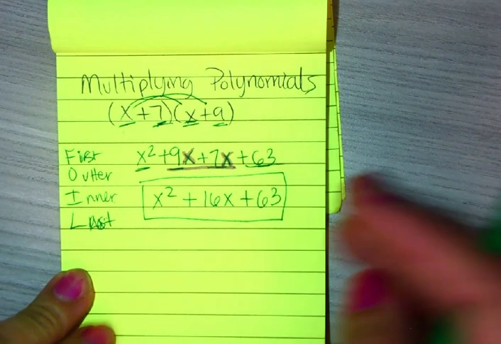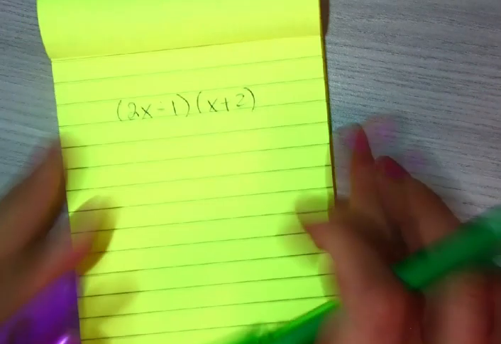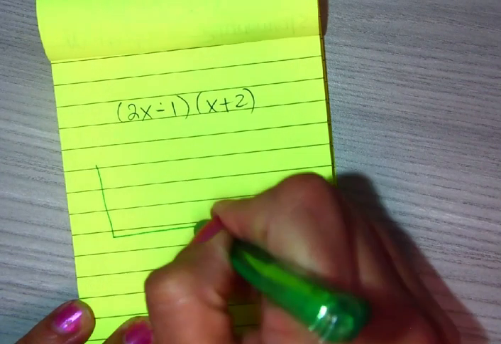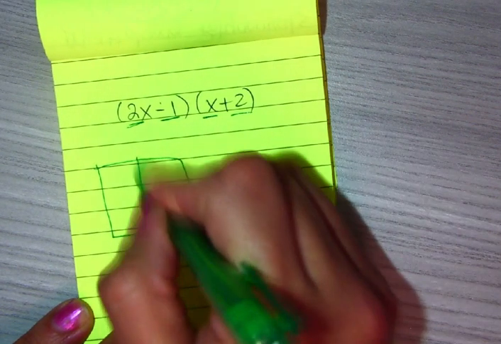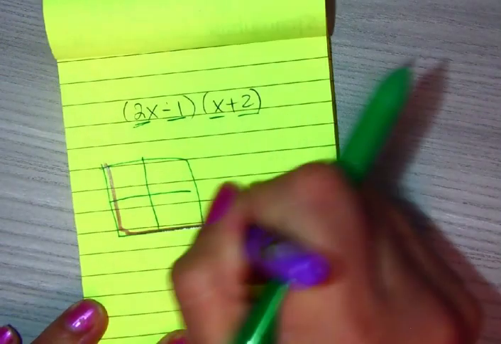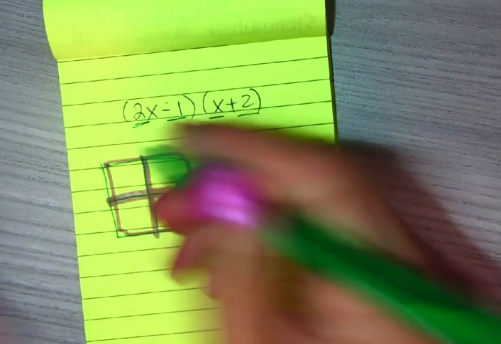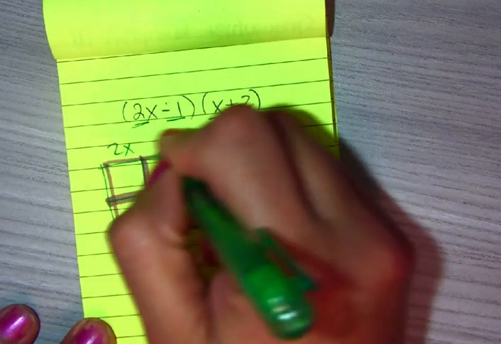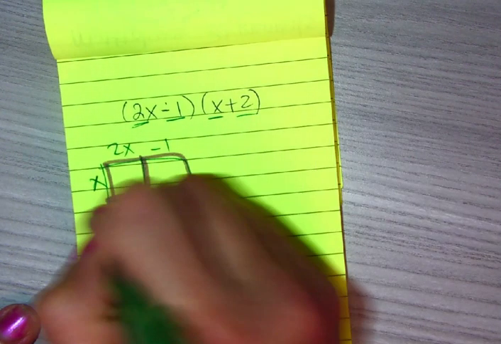Let's try a different method. The other method of multiplying binomials will be drawing the area model. So it's drawing a box, noticing that you have 2 parts times 2 parts. So you're going to divide this big square into 2 by 2. And then at the top you put one of the binomials, so 2x minus 1, and then at the side you put the other 2 parts, x plus 2.